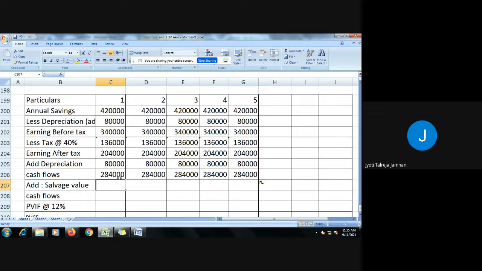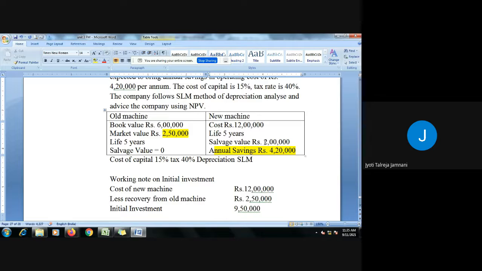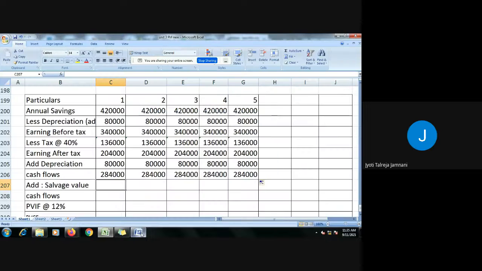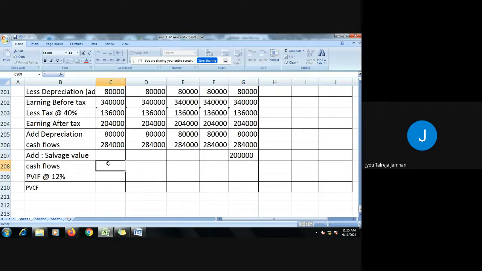Now salvage value of the old machine was 0. New machine, in the 5th year we are having a salvage value of rupees 2 lakh. So only in the 5th year we will take this 2 lakh, because salvage value you get only when you sell the machine, and we are going to sell it in the 5th year. So salvage value is there. So now we have our cash flows.